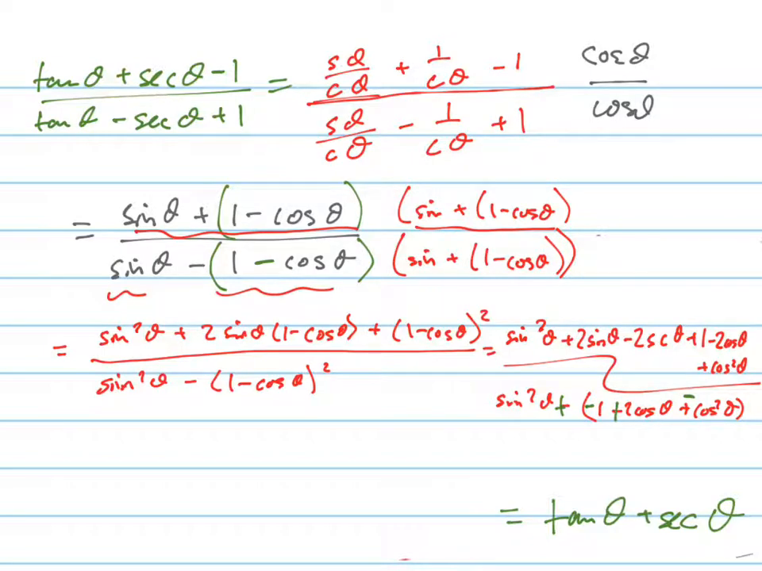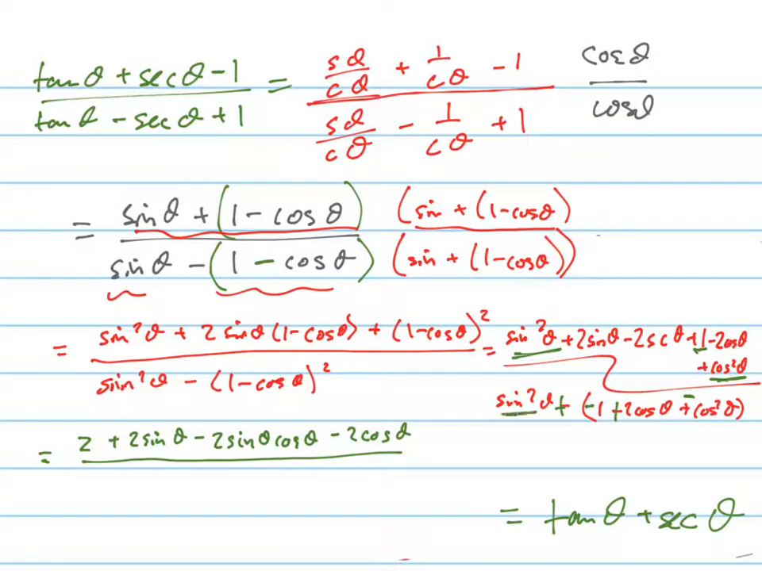Let's see, what can I do in the top? Can I simplify anything? That plus that is equal to 1. And that's it. Okay, so what I have is, so I really have 2, right, on the top. 2 plus 2 sine theta minus 2 sine theta cosine theta minus 2 cosine theta, all over. Let's do the same thing on the bottom. Whoops, nope, that doesn't work because that's a negative. So let's convert this.